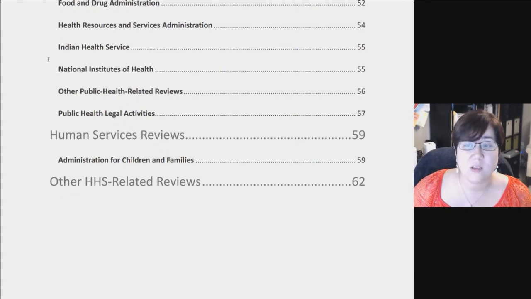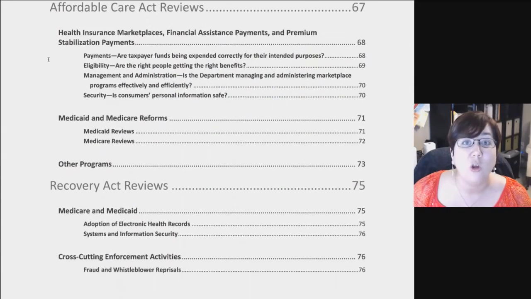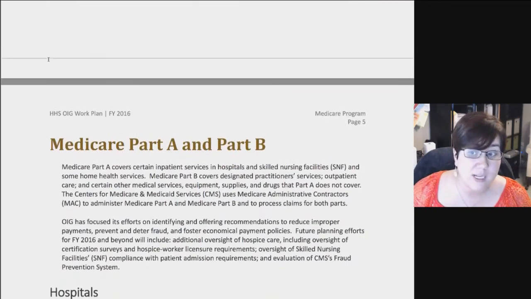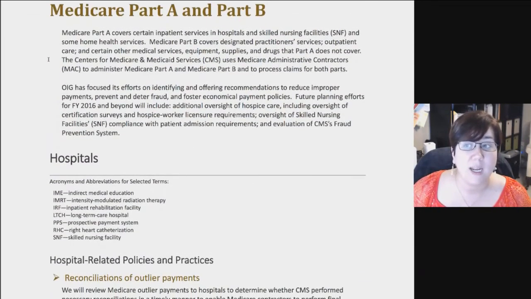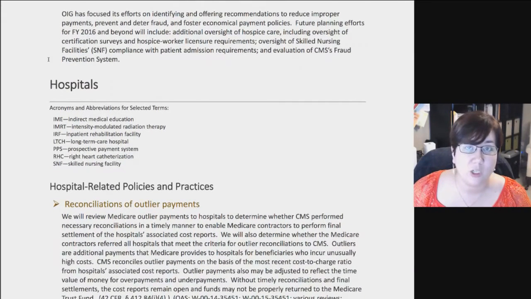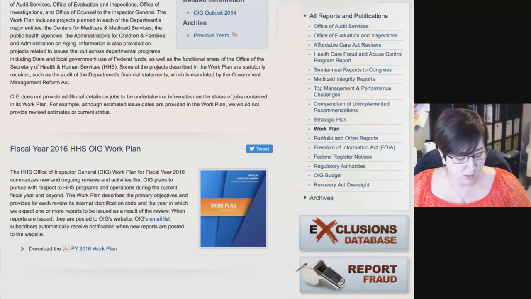So this is a good jumping off point at the beginning of the year to begin building your internal audit plans based on some of the things that you are anticipating the OIG and CMS looking for. They've got a lot of really good information in the work plan, so make sure you take a look at that.